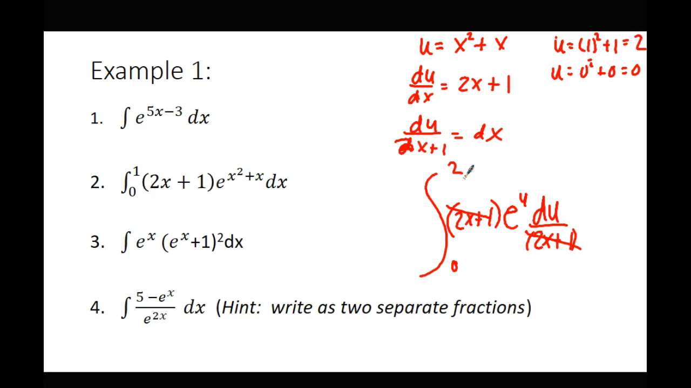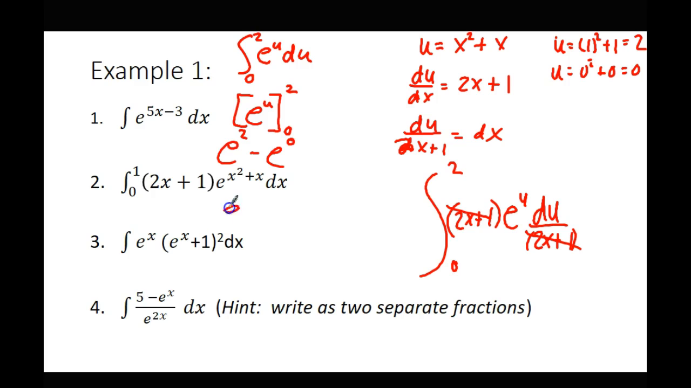Okay? So now I've got the integral from 0 to 2 of e to the u du. The integral of e to the u is e to the u, no c, right? When you're doing definite integrals. So that means we have e squared minus e to the 0. All right, what's e to the 0? Yeah. And we're just going to leave it like that.